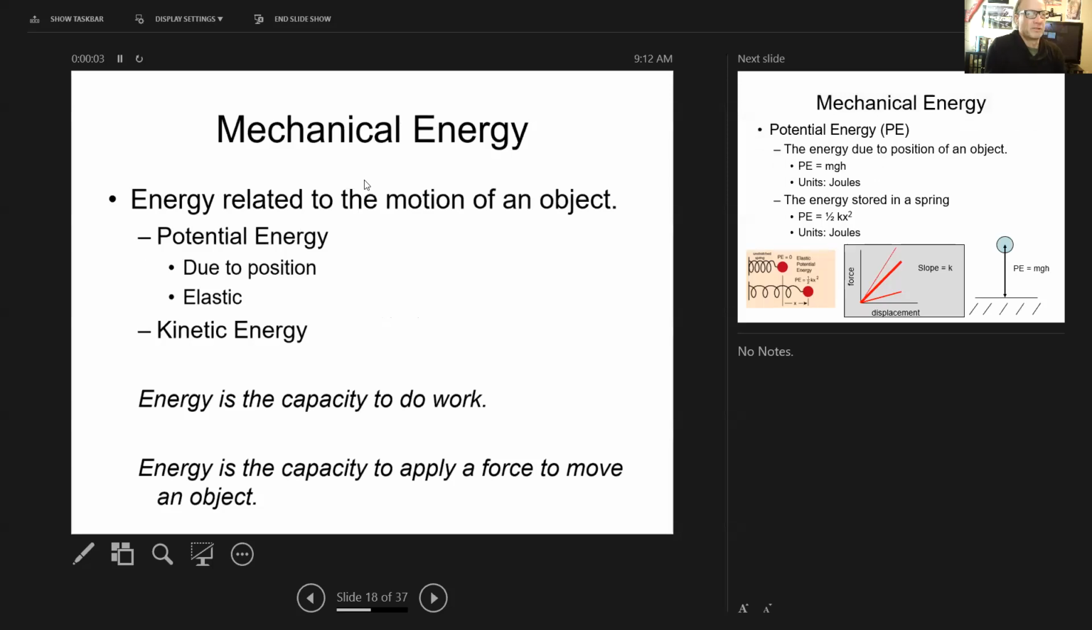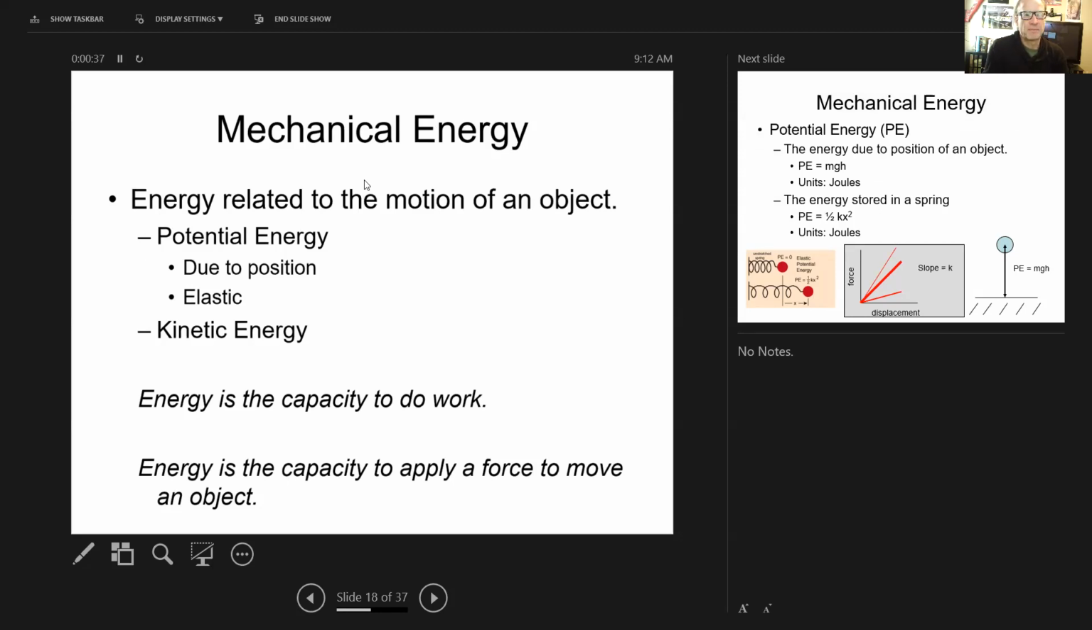All right, mechanical energy. I'm going to focus on mechanical energy here, as opposed to other forms of energy, because this is biomechanics. If I'm in physiology, I'm going to talk more about physiological energy. If we're in nutrition, it'd be a little bit different. But here we're going to talk about mechanical energy: energy related to the motion of an object. There are two basic categories of mechanical energy: potential energy and kinetic energy. Remember, there are all different forms of energy.